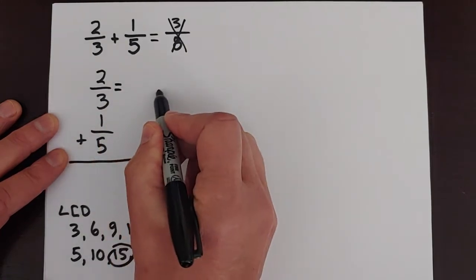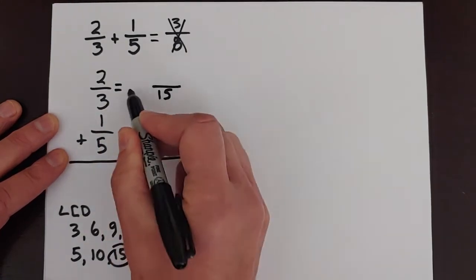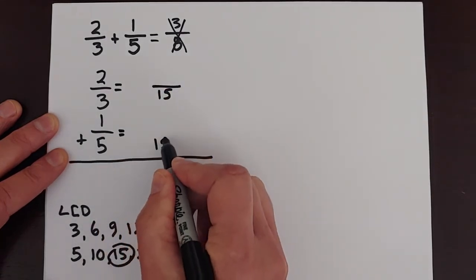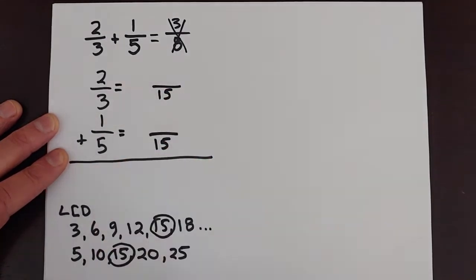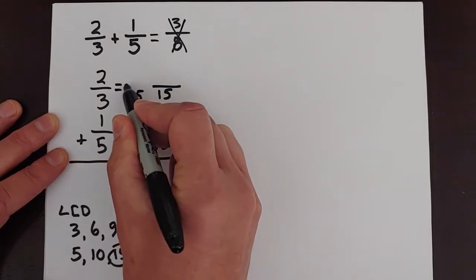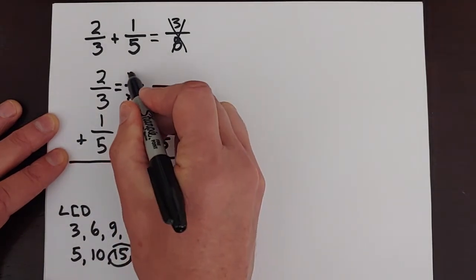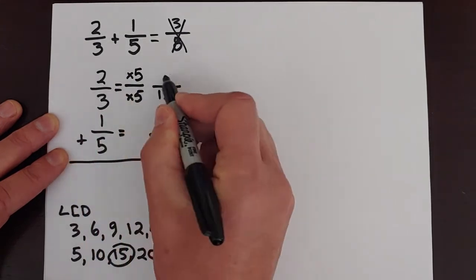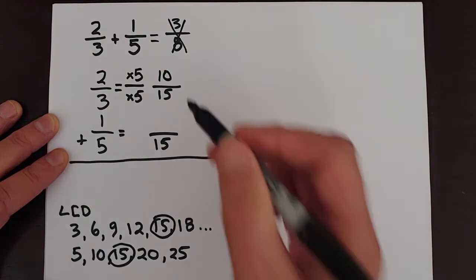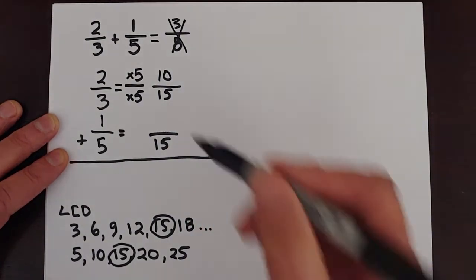So I'm going to leave myself room. This is going to turn into 15ths by a certain operation here. This is going to turn into 15ths by a certain operation here. So what do I need to multiply my 3 by to make 15? By 5. So if I multiply the denominator by 5, I have to do the same to the numerator. 2 times 5 is 10. So 2/3 is 10/15. This is 2 5s and 3 5s.